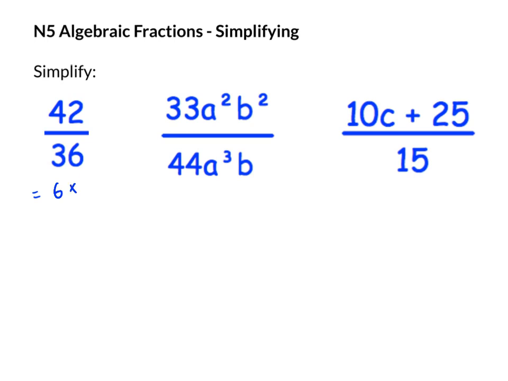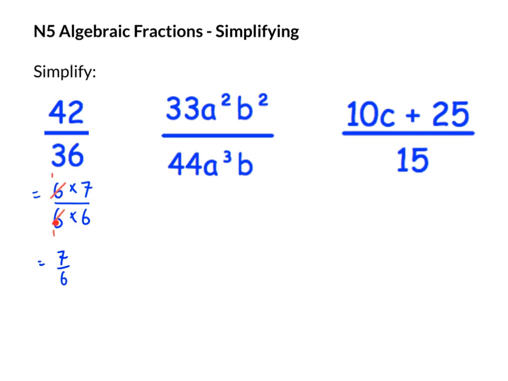42 can be written as 6 times 7. That's the product of two factors. 36 can also be split into two factors. 36 is 6 times 6. And then when we simplify, we divide the top and bottom by 6, and it gets rid of that common factor. It reduces it down to 1. So I am left with 1 times 7 on the top and 1 times 6 on the bottom.